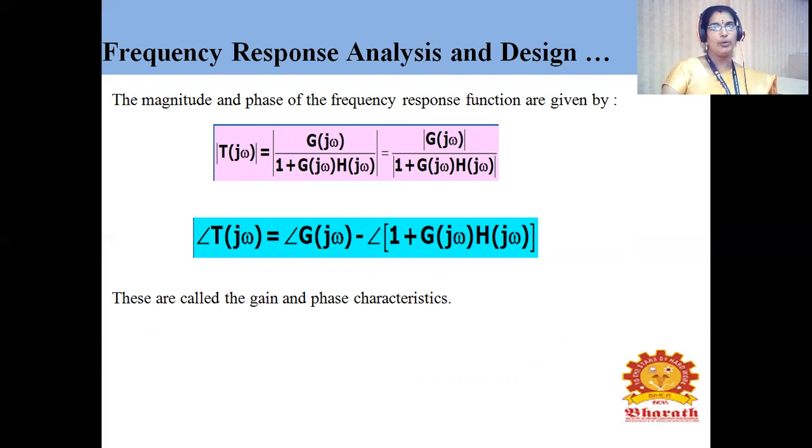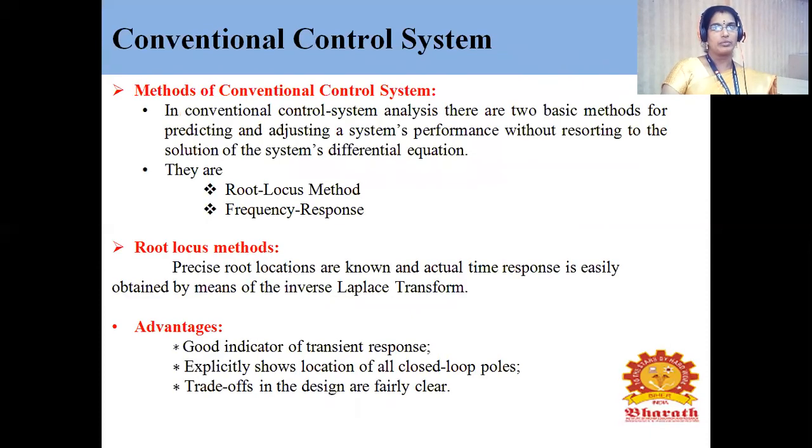This is the magnitude and phase angle representation for the transfer function. Okay, frequency response function. That is, we substitute s equal to j omega. So this implies the transfer function is represented in terms of frequency response. This can also be called the gain and phase characteristics of the frequency response analysis.